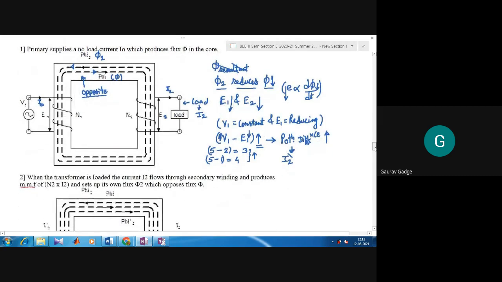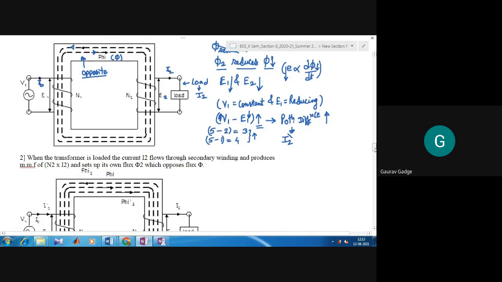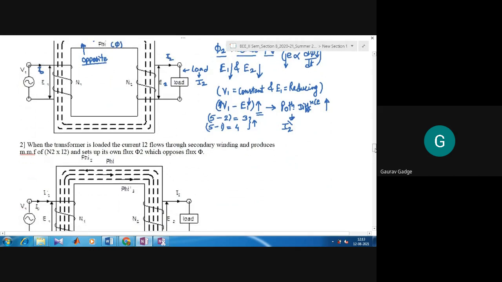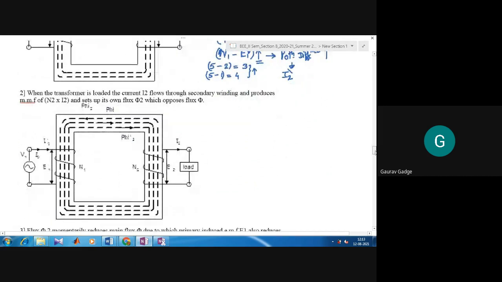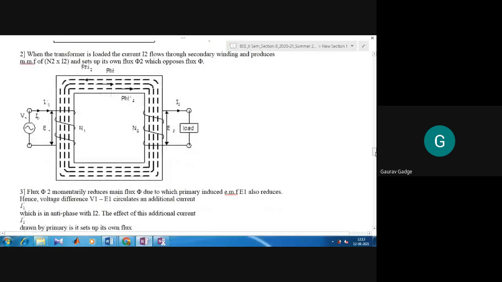When the transformer is loaded, the current I2 flows through the secondary winding and produces MMF of N2I2 and sets up its own flux phi2, which opposes flux phi. Hence flux phi2 momentarily reduces main flux phi, due to which primary induced EMF E1 also reduces, and hence the voltage difference V1 minus E1 circulates additional current. And what is that additional current? That additional current is I2 dash.